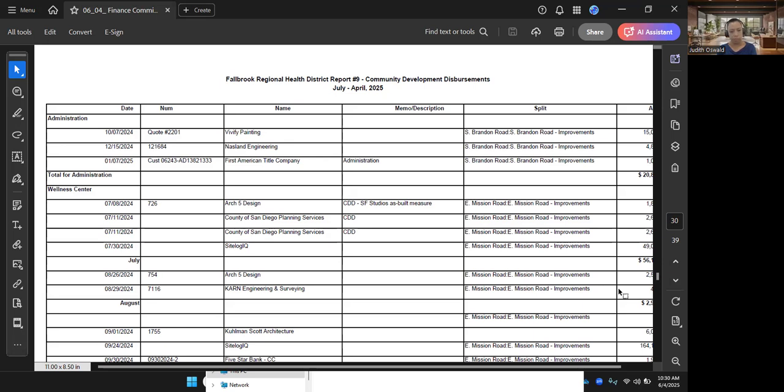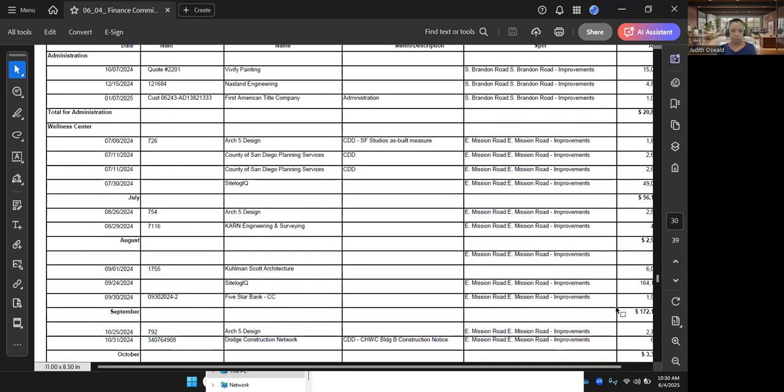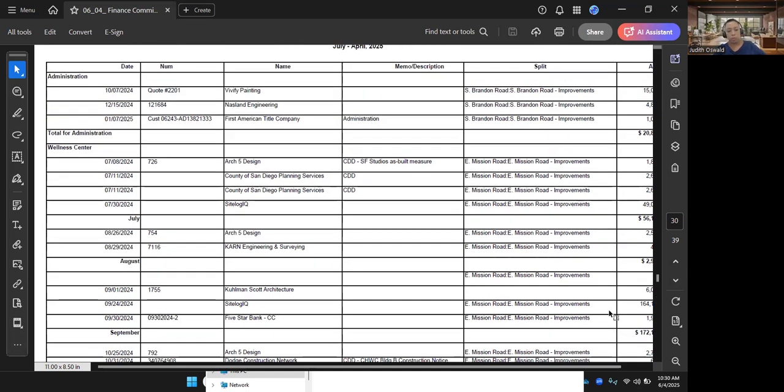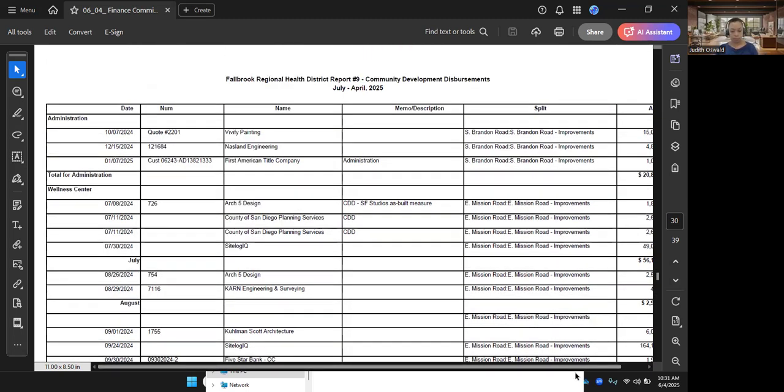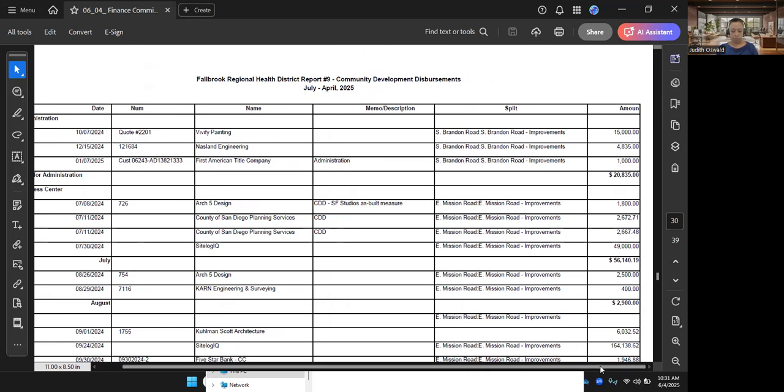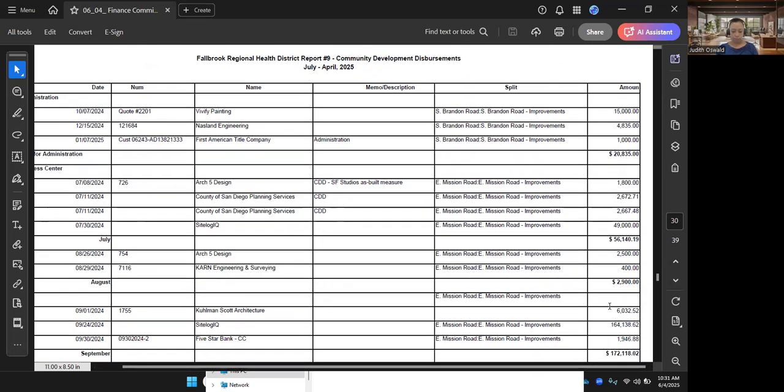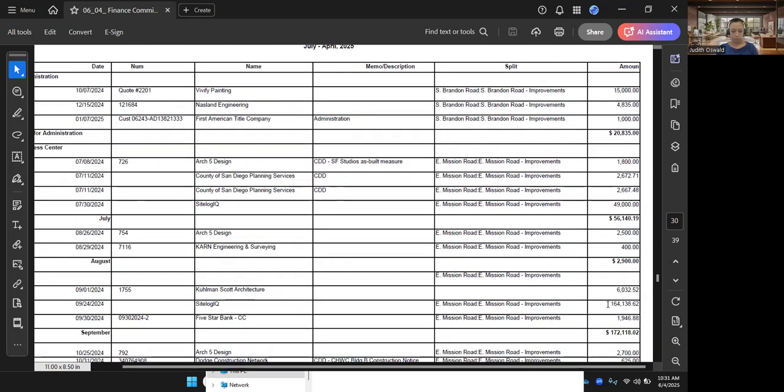So report 9 is our community development disbursements review. That one's a little hard to see because the font is teeny tiny. But it again is where we keep track of all the various funds that are reinvested back into the district properties, primarily the Community Health and Wellness Center, but for admin to catch up on previous deferred maintenance projects for the most part.